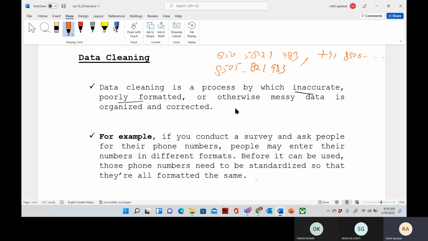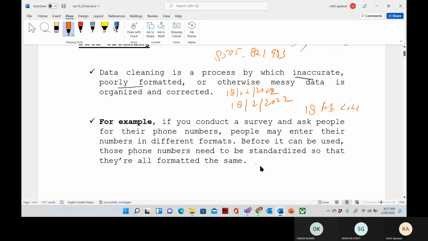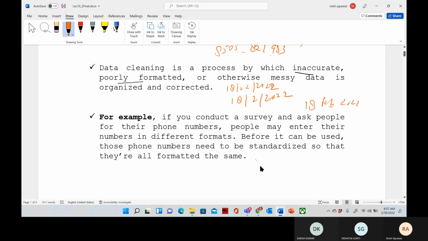Same example for dates. Suppose today is 18, so someone has written it in this way, and someone else has written 18 Feb. So we have some uneven data. Before it can be used, we need to standardize this data. Is it clear? Yes, sir.